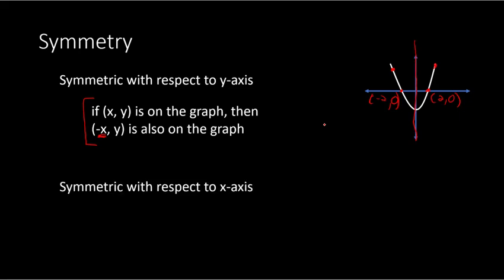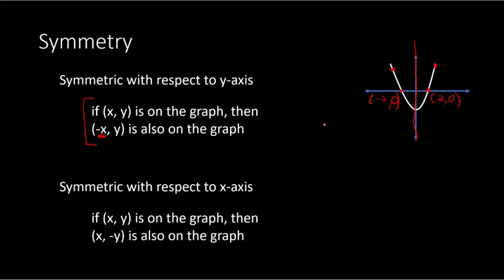Now the same logic is true for something to be symmetric with respect to the x-axis. To be symmetric with respect to the x-axis, for every point (x, y) that is on the graph, then (x, negative y) must also be on the graph. An example of this would be this sideways facing parabola. It is symmetric with respect to the x-axis because the x-axis is the line that cuts the parabola in half.